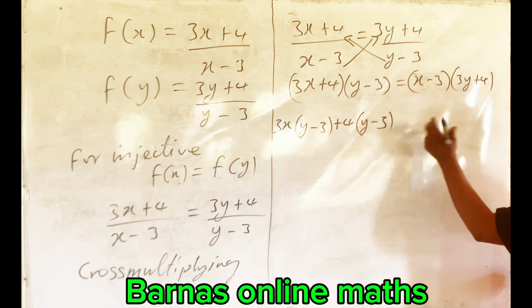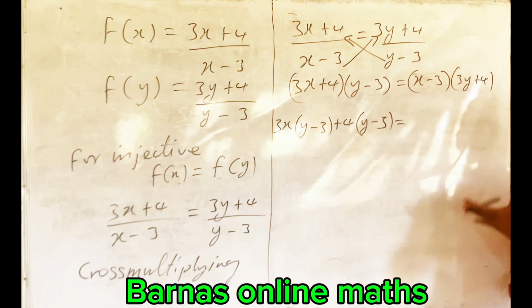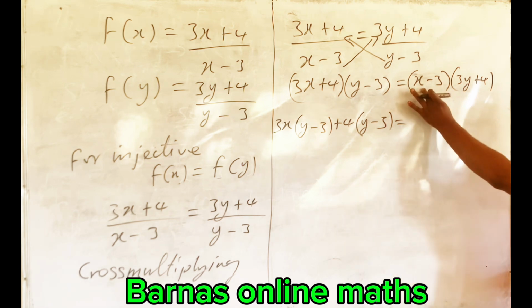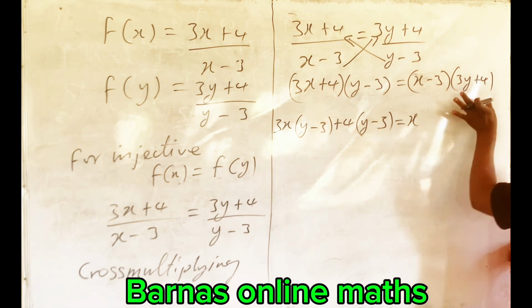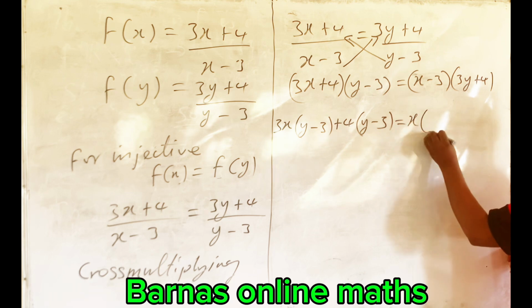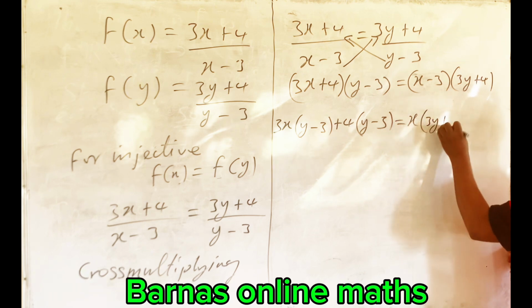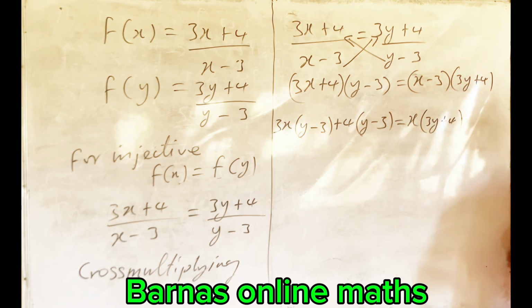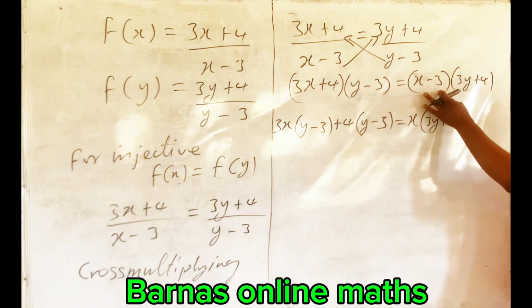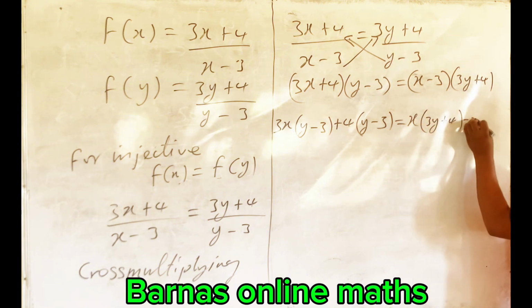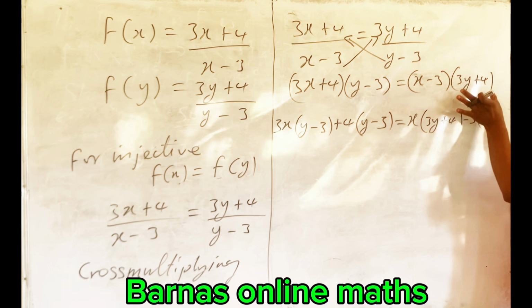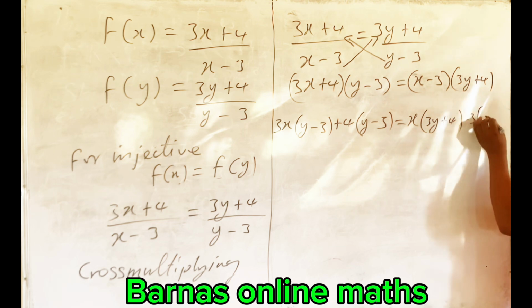Coming to the right hand side, which is equals to, we do the same thing. The first term here is x, which will multiply the whole of this, which is 3y plus 4. Then followed by the next term here, which is minus 3. Minus 3 will also multiply the whole of this, which is 3y plus 4.